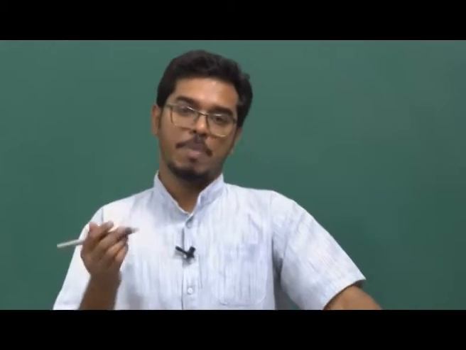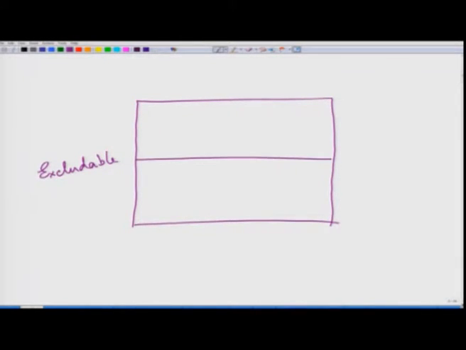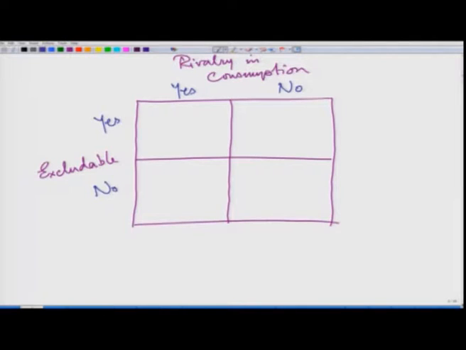Based on these two parameters, we decide which characteristics get which name. Let us try to form a kind of contingency matrix. I will form a box: whether the good is excludable or not, and the second parameter, whether there is rivalry in consumption or not. Yes, there is excludability, and no, there is no excludability. And yes, there is rivalry in consumption, and no, there is no rivalry in consumption.